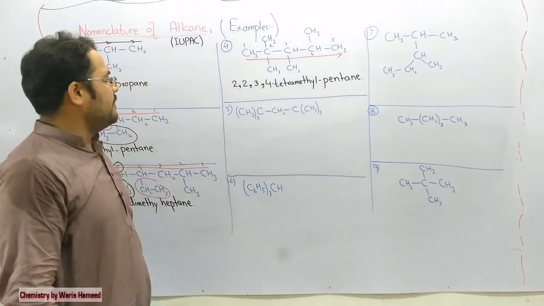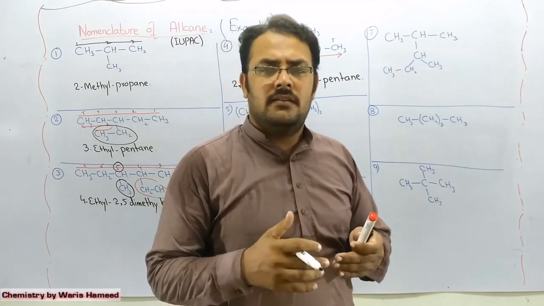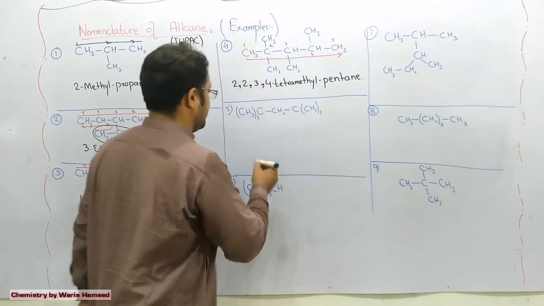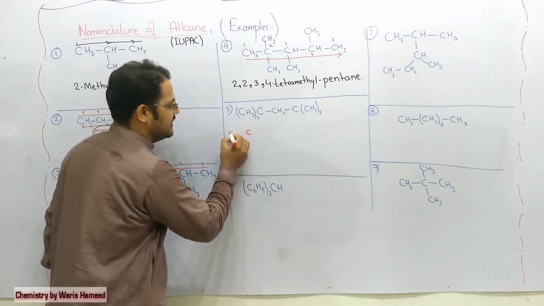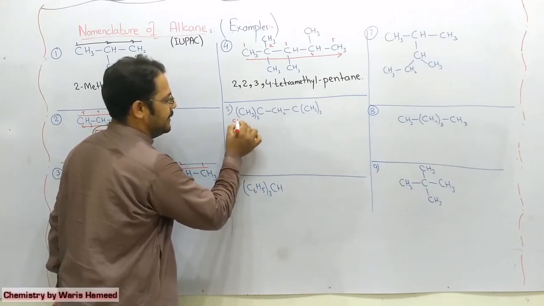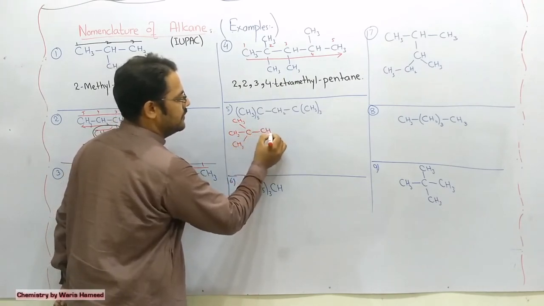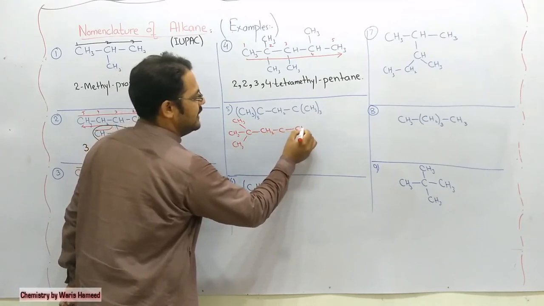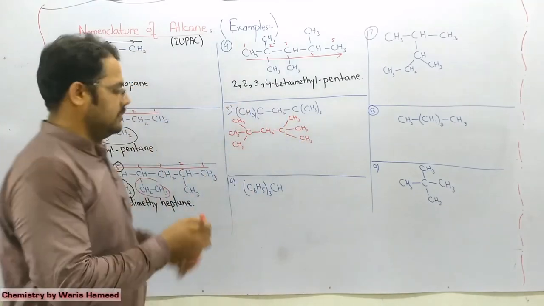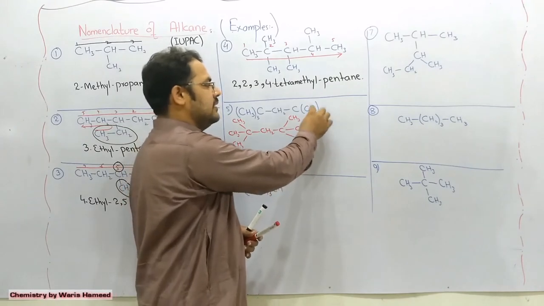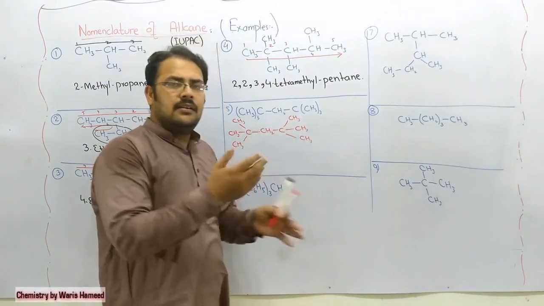Now moving to our next example. In this case, first of all, you have to write it in structural formula. We can write it as C(CH3) bond CH3, here is CH3, CH2, C(CH3), CH3 and CH3. This thrice means that 3 CH3 groups are attached with this carbon atom. So we can write it in open form.